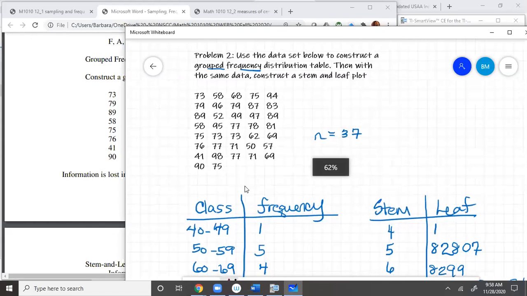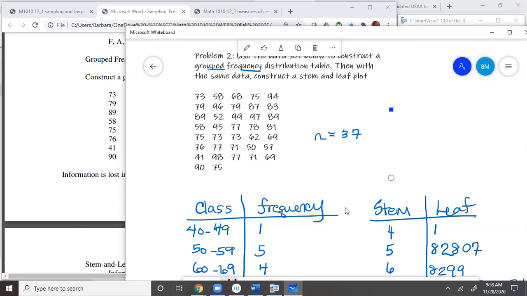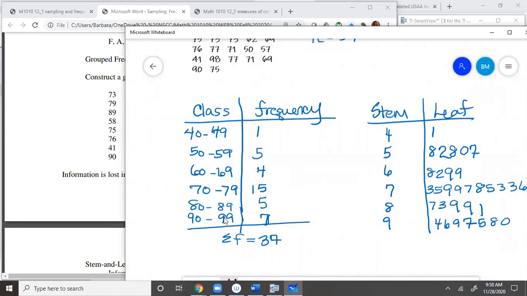So I'm going to group them in classes from 40 to 49. That will be the first class. And then 50 to 59 will be the second class. And so forth until you get up to 99.